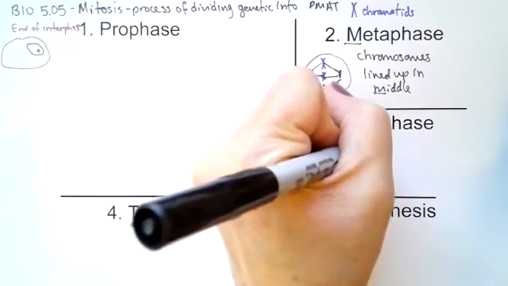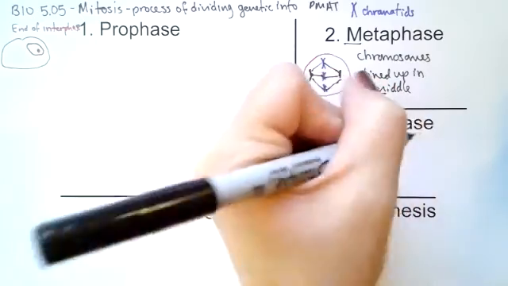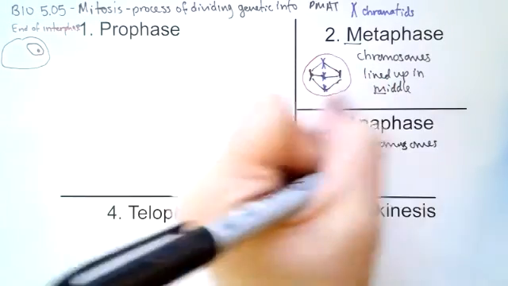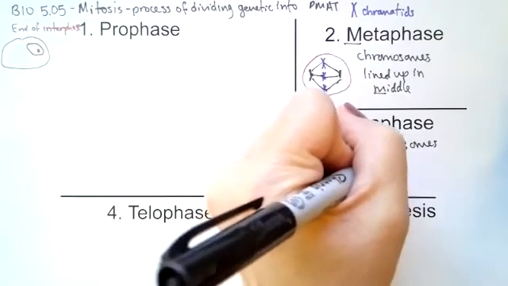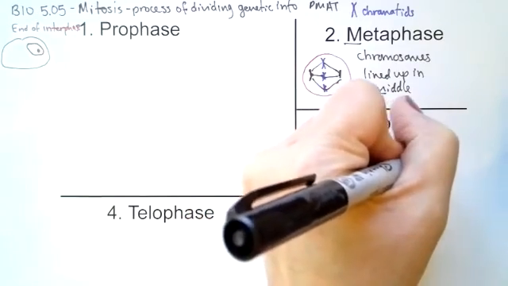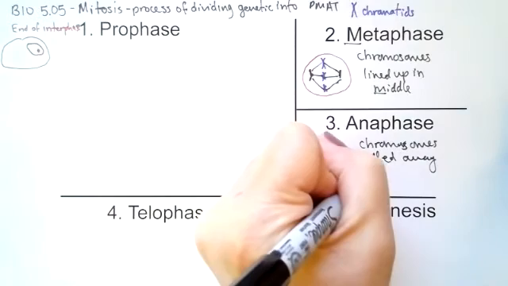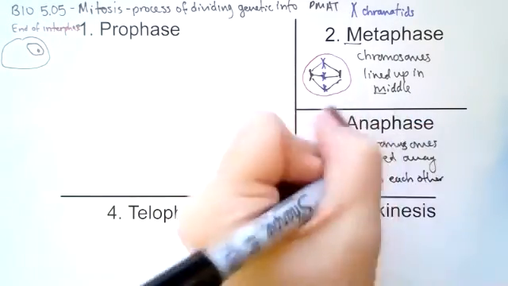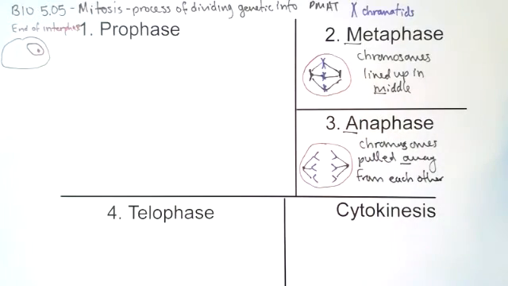Chromosomes pulled away from each other. A for away, A for anaphase. So these are super easy to identify. M for middle, chromosomes in the middle.